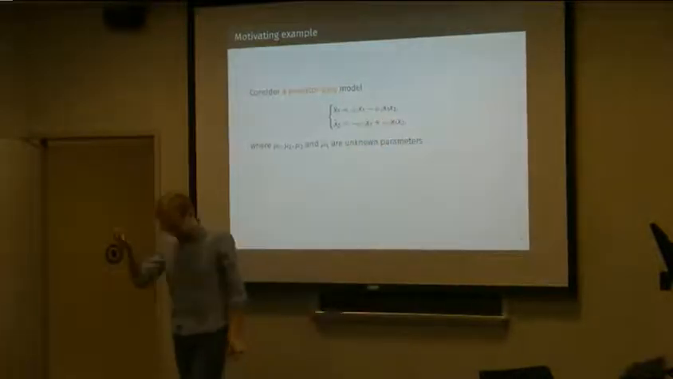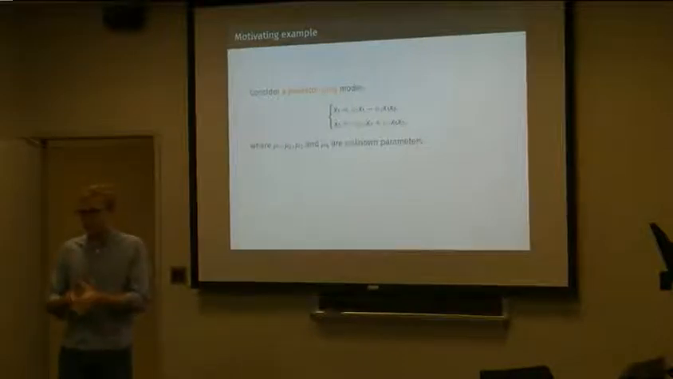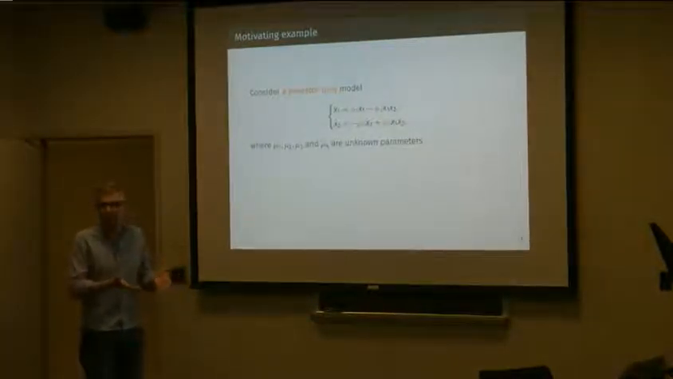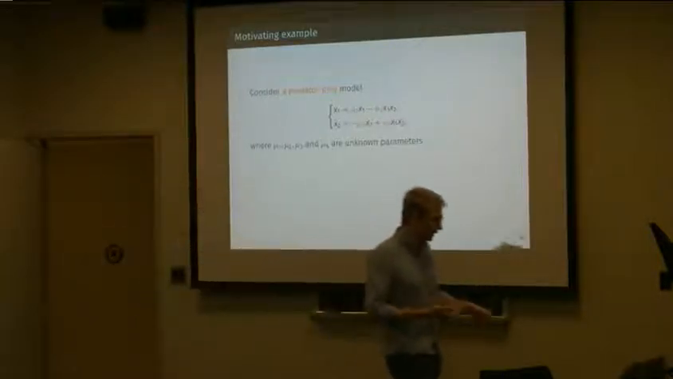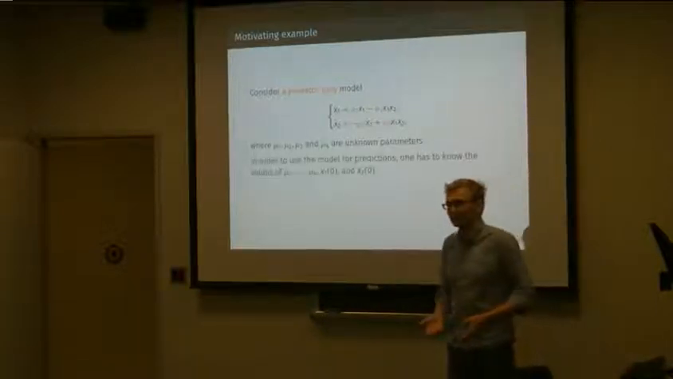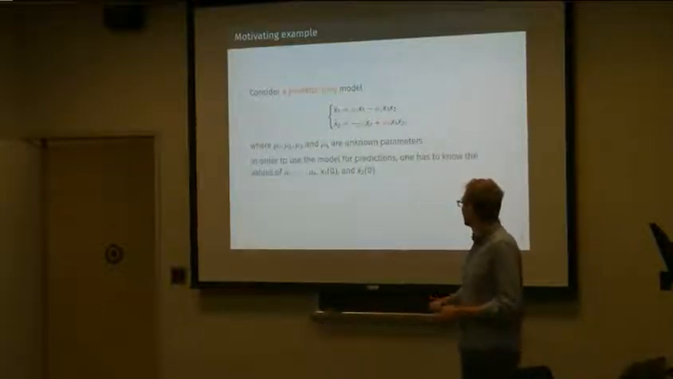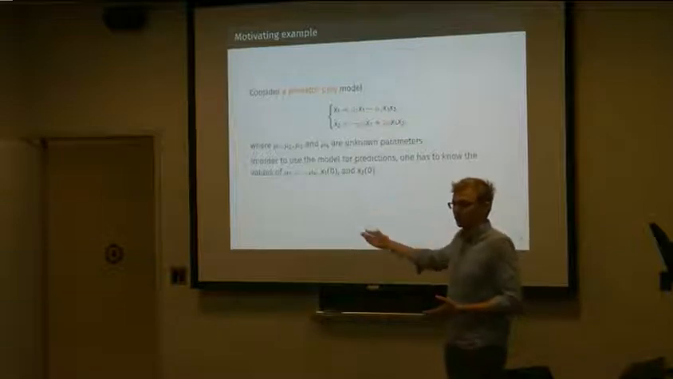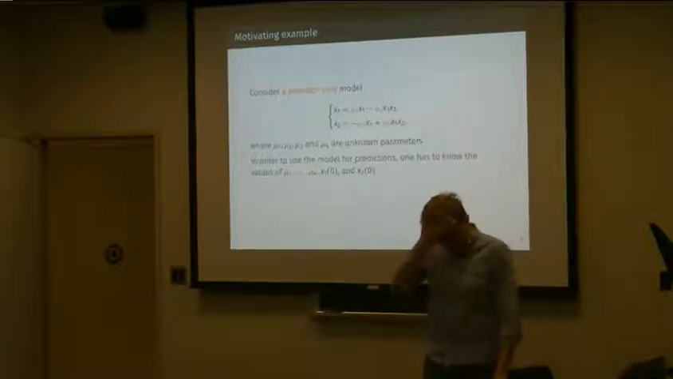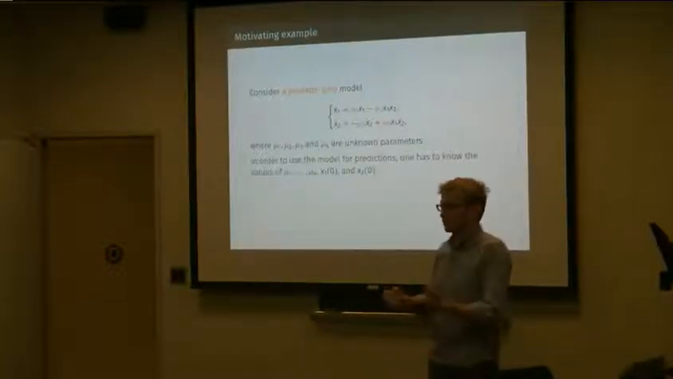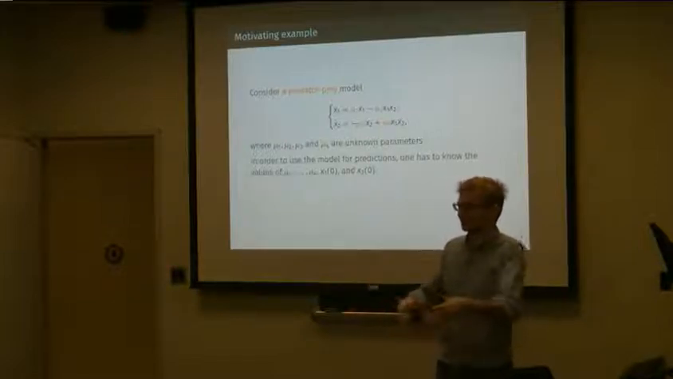So the modeler constructs this model with this sort of reasoning, but he or she doesn't know the values of the corresponding parameters. And if you want to apply this model to any predictions of the future, you have to know these parameters, because otherwise it doesn't make sense. So the question is, can we get them from some observations? The situation might be a bit more complicated if, for example, you cannot measure X1 or X2. For example, rabbits are too fast and too small to count, actually.